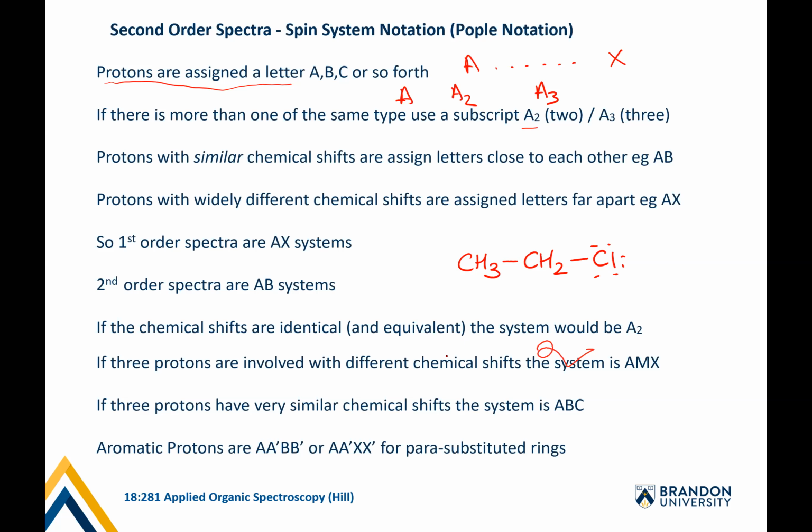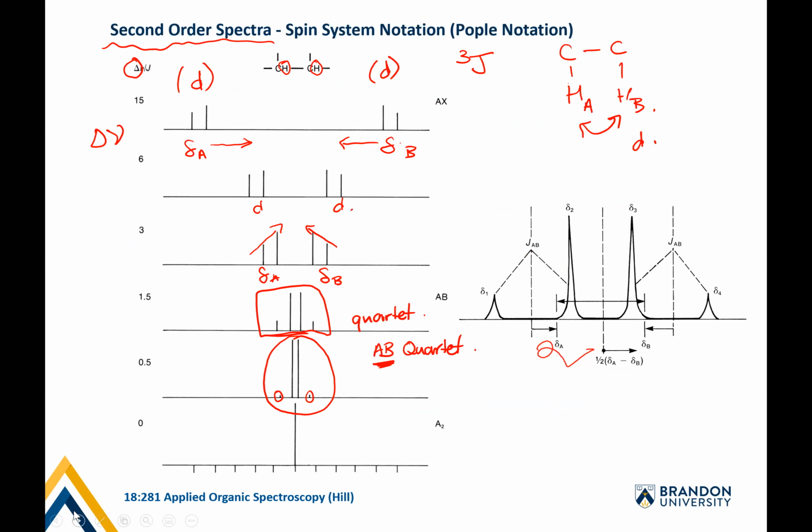Or another example. So if protons have similar chemical shifts, they are assigned letters that are close to each other. So on this next page, because the two protons here, A and B, the chemical shift is so close, that's why they're assigned letters that are close to each other in the alphabet.